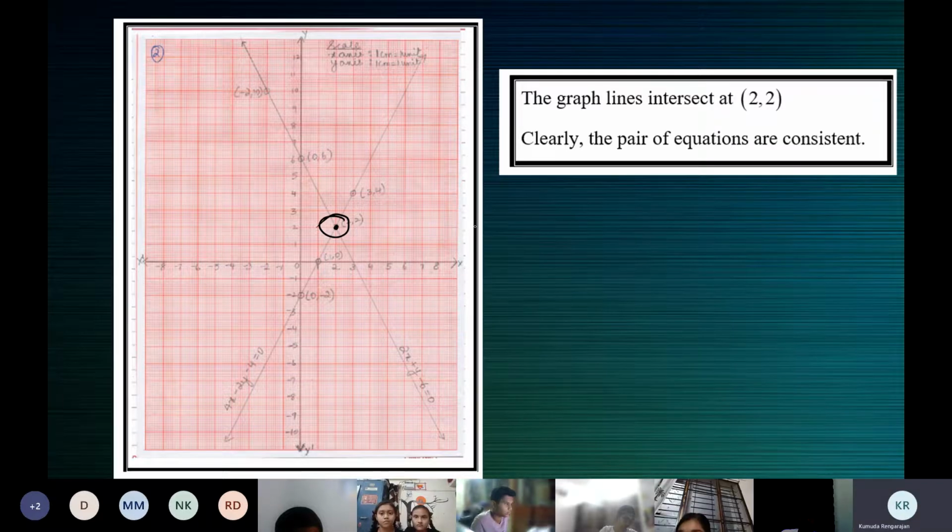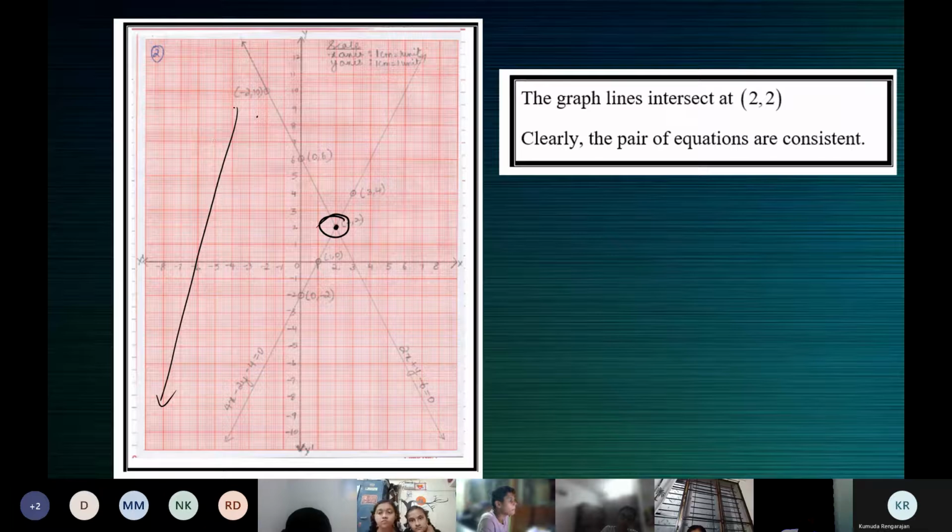That means the equations are consistent. The intersecting lines, so they are consistent. Or supposing you got one line like this and the other line also like this, then also they are consistent because they're coincident lines and they have many solutions.